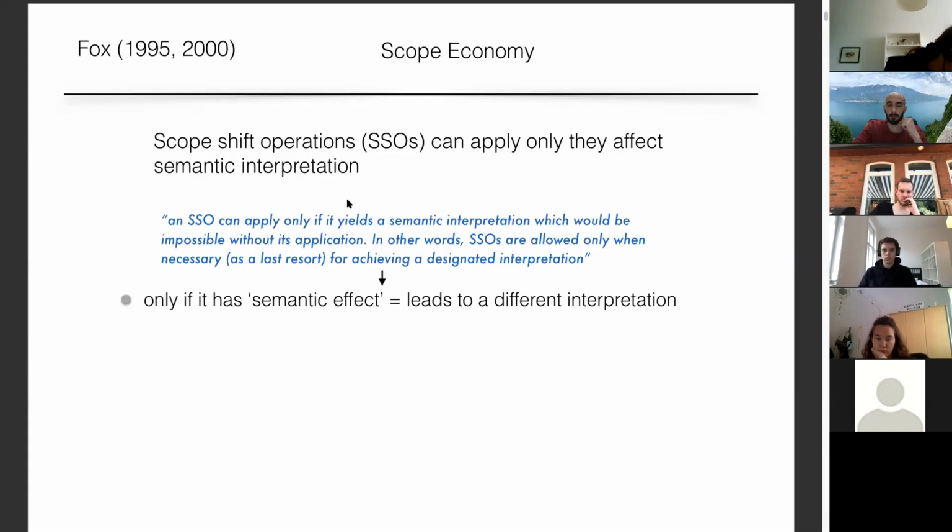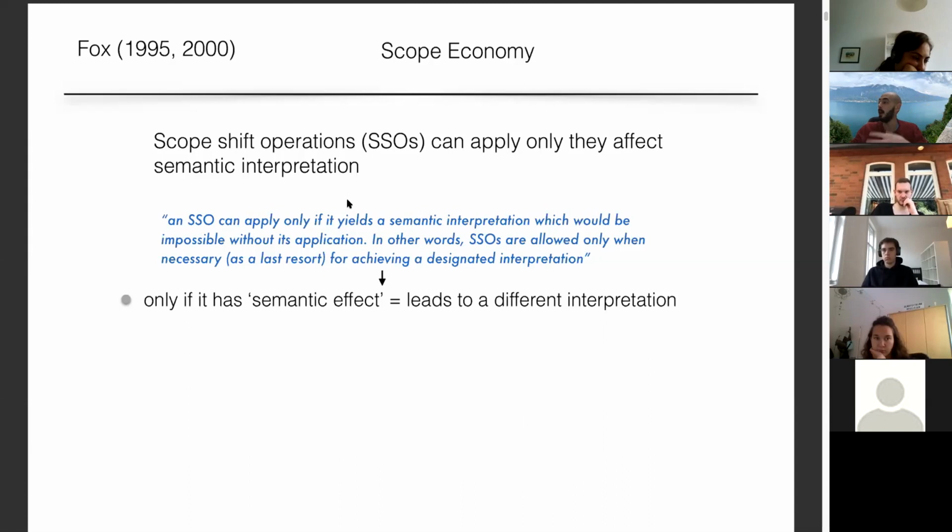So only if it has a semantic effect, which means it leads to a different interpretation. Now, you might object at this point that there are different ways to achieve the "not all" interpretation from a sentence with "every" and "not", right? And the way is just to switch overtly the order of the words.